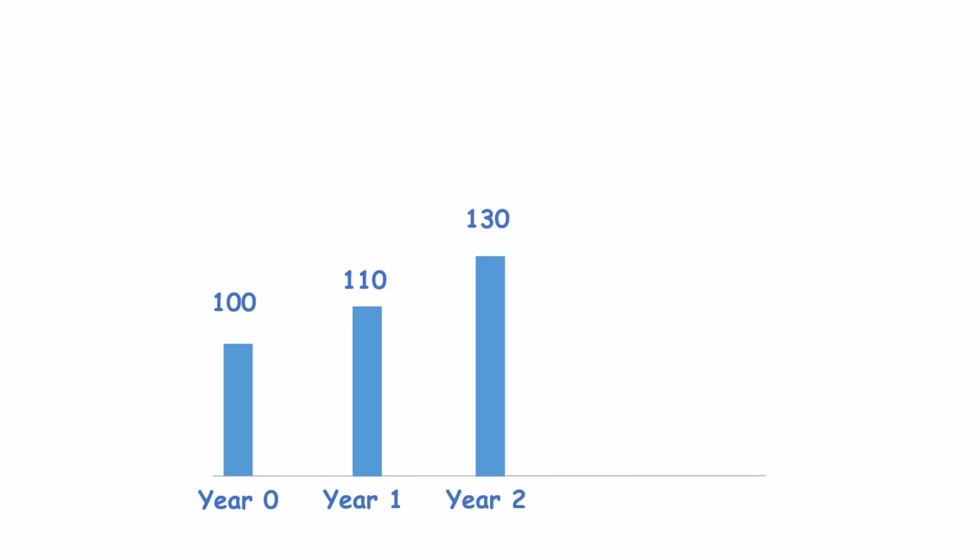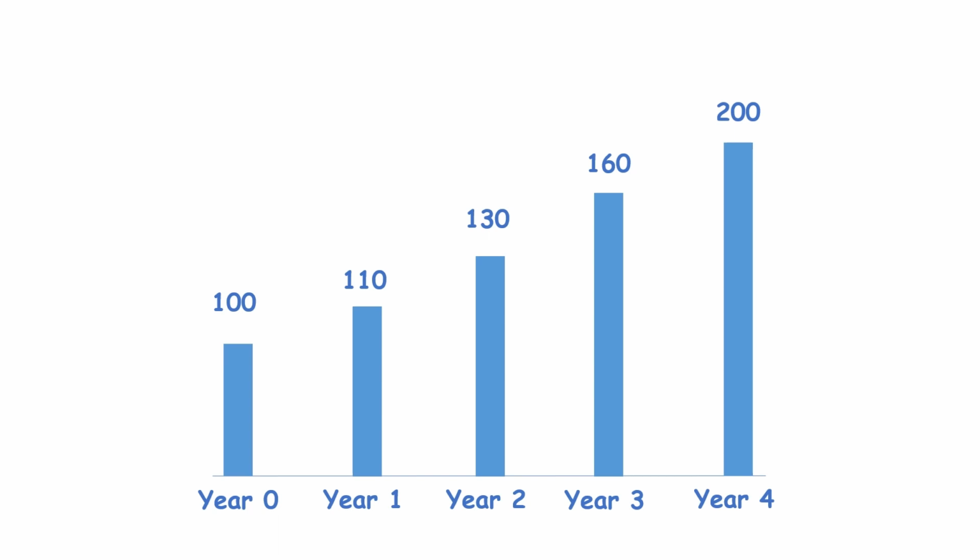Let's say you have a stock of 100 rupees at year 0. Its price increases to 110 in 1 year, in second year it becomes 130, then 160, and finally in fourth year it becomes 200. So basically it increased by 10% in first year, 18% in second year, 23% in third year, and 25% in fourth year.